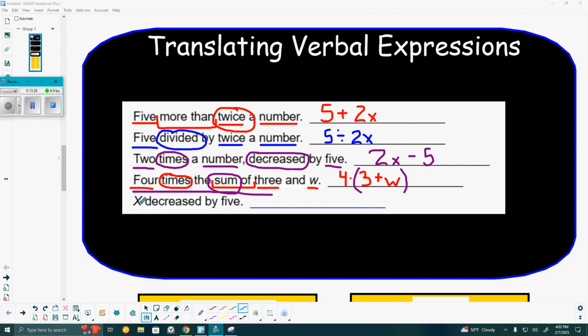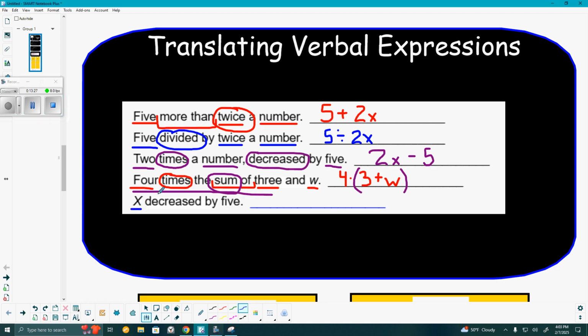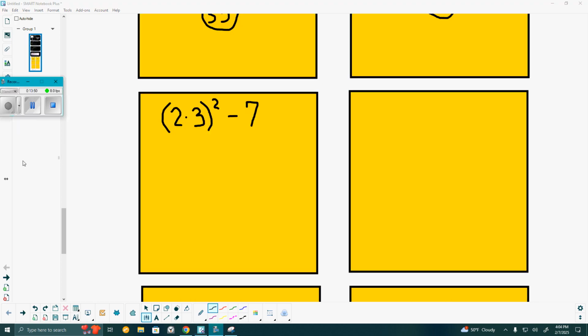Let's end on a simple note. X decreased by 5. So for translating verbal expressions, it's really just important to understand how mathematical words work. Let's look at some more questions so we can practice the order of operations.